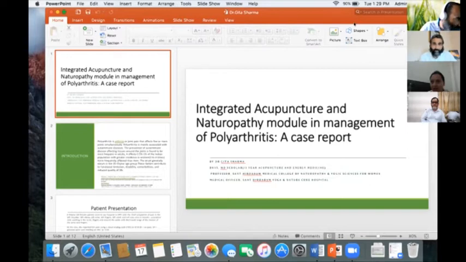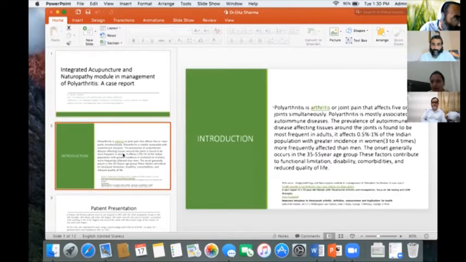So good afternoon, everyone. My topic is integrated acupuncture and naturopathy module in the management of polyarthritis. It's a case report that I'll be presenting today. So what is polyarthritis? Mainly, as we know, poly means many. So polyarthritis is a condition of arthritis, or joint pains, that affects more than 5 joints simultaneously. And basically this polyarthritis is associated with autoimmune diseases.